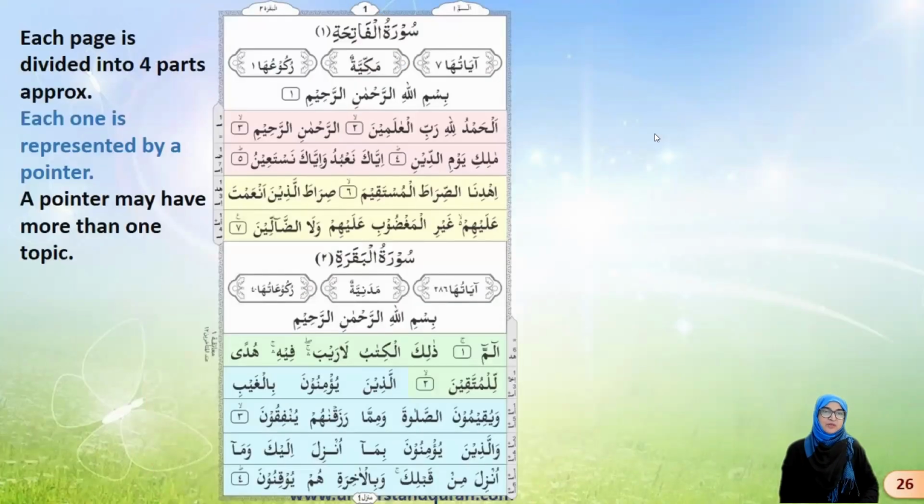Now, this is how it is. Each page is divided into 4 parts. So this is Surah Fatiha and the beginning of Surah Baqarah. The 4 parts are pink, yellow, green, and blue. This is for your convenience. Each one is represented by a pointer, and in every pointer, it may have more than one topic. So each part has got a pointer.